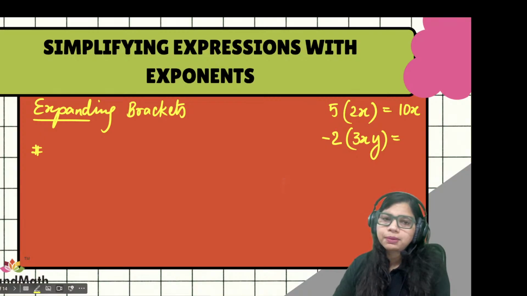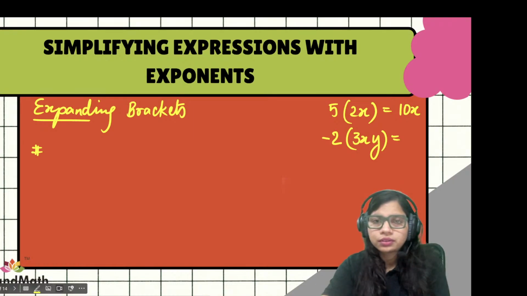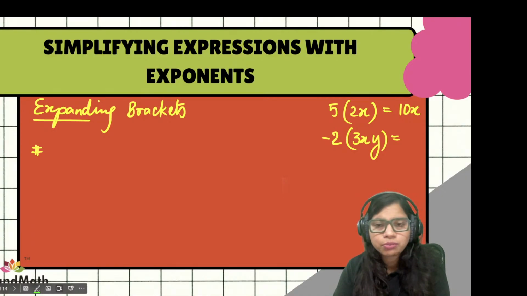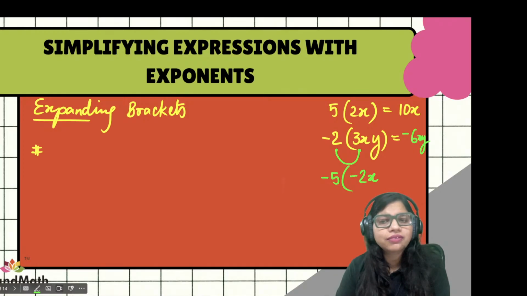Be quick to type, I'm still waiting. Yes, we again are going to be multiplying a number with a number. So minus 2 times 3 will give you minus 6, and just copy down the variable xy, right? Similarly we can have minus 5 and inside also minus 2, both the numbers negative, like this.